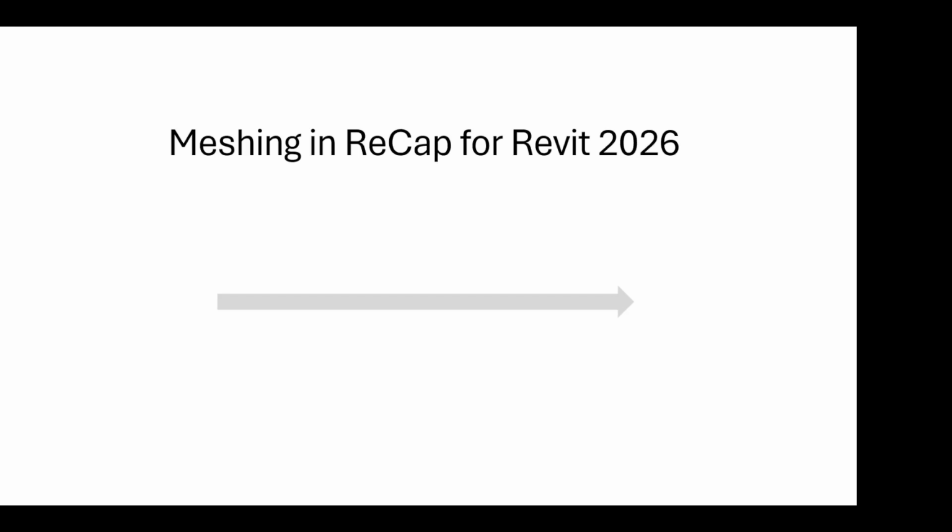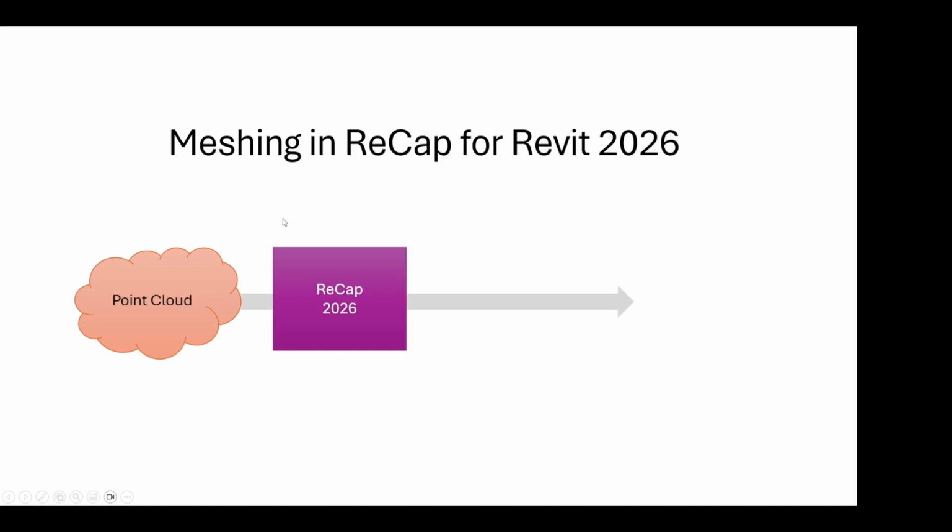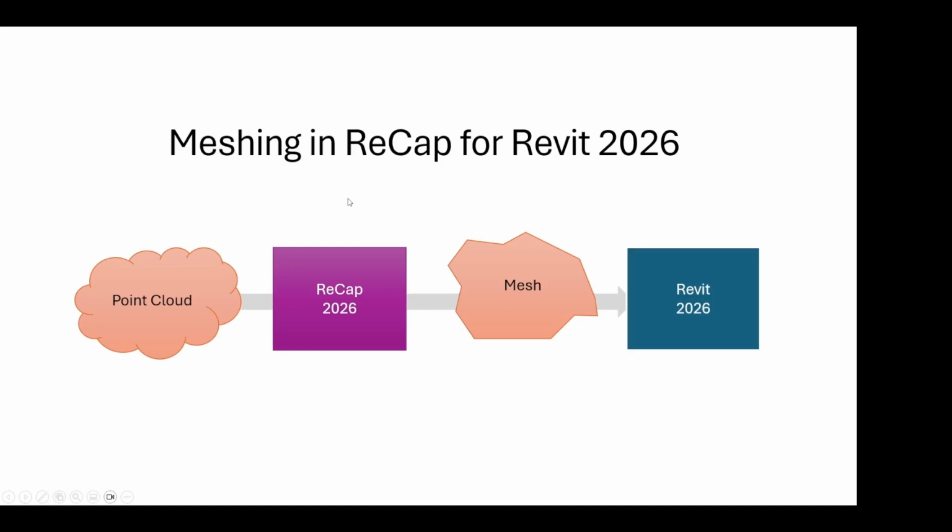The process is as follows. We start with the point cloud. Then we create the mesh in Recap 2026. This will take a few hours. We will see if it is worth the effort. Then we export the mesh. Finally, we can import the mesh into Revit. But now, let's have a look at the details.